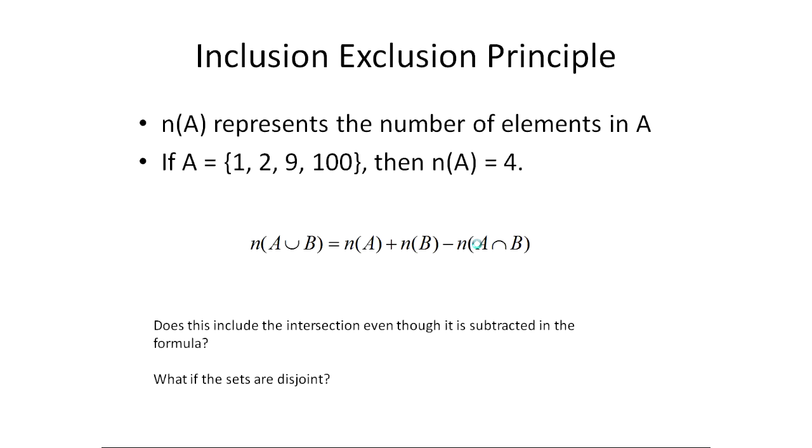Now, if the sets are disjoint, though, remember A intersect B is empty, and so that would be 0. So you just can add up the number of elements. Usually you should think about it before you do this.